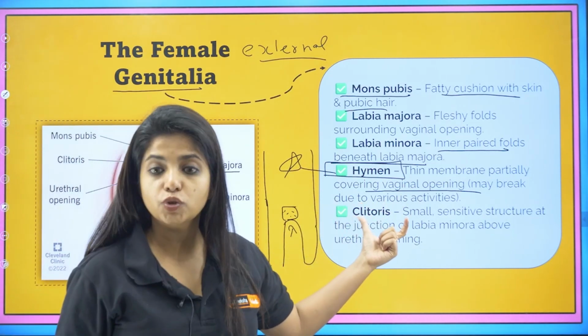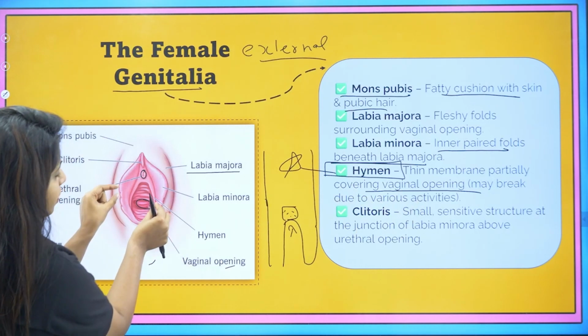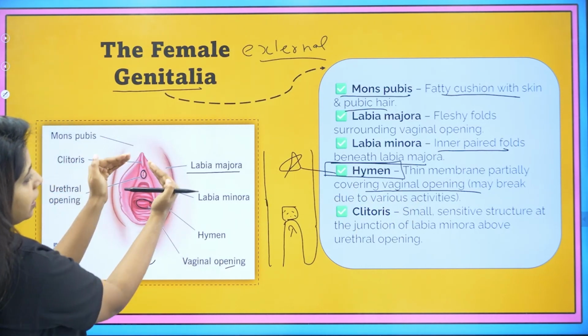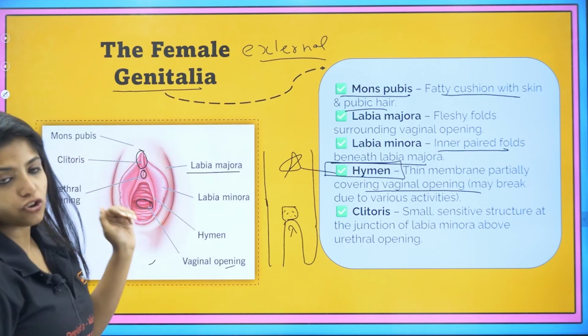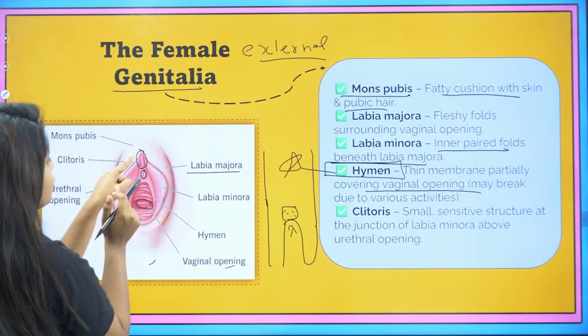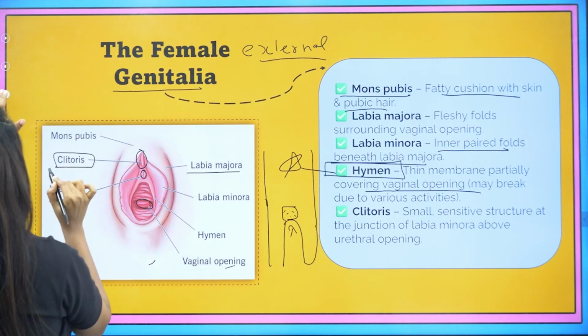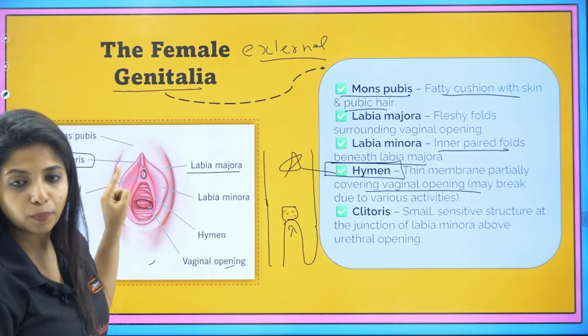Now you have something that is known as clitoris. What do you mean by clitoris? So as you can see over here, the labia minora come together, right, like this, and it forms a structure at the junction. The junction where the two labia minora folds come together, you call this thing clitoris. You find something over here and you call this clitoris, my dear children.